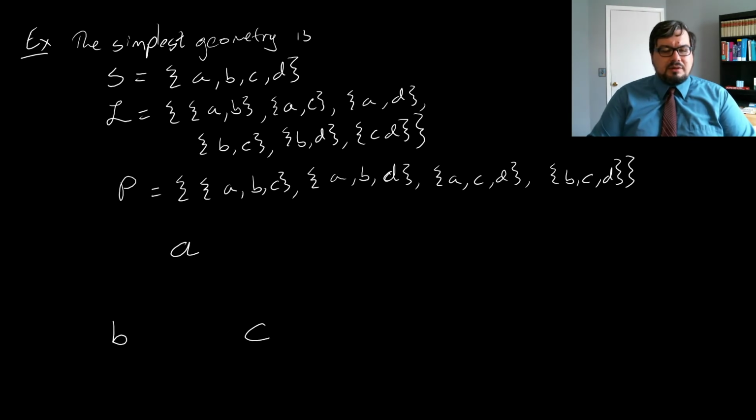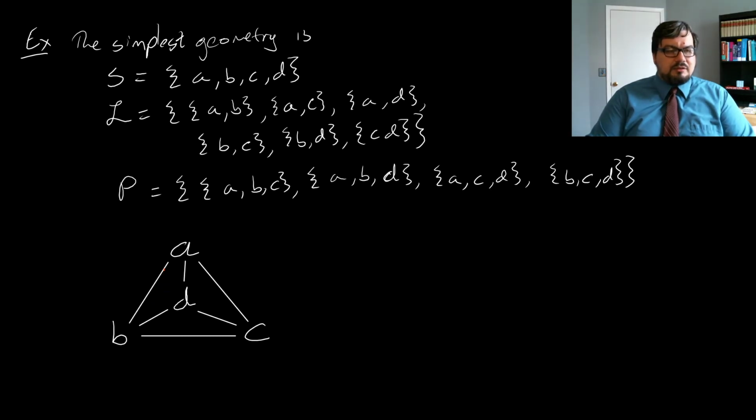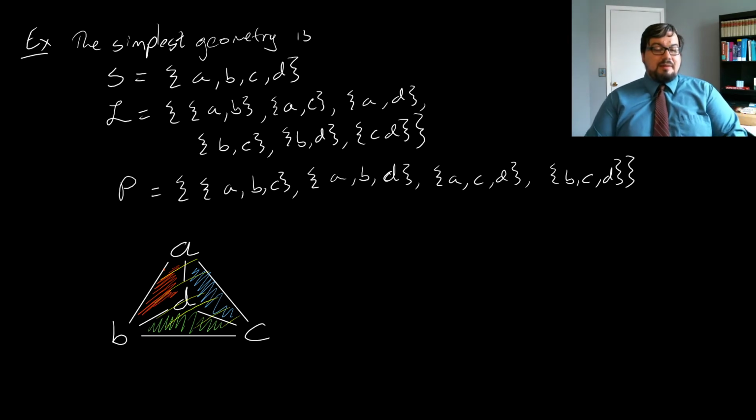So let's look at this geometry, and I can illustrate it in the following way. I can write down my 4 points, and then I'm going to put a line segment here between 2 points that lie on the same line. And then let me go ahead and shade in the planes. So I've got a red plane here for A, B, and D, I guess. Got a blue plane here for ACD. Got a green plane here for BDC. And then there's a big plane over all of it for A, B, and C.